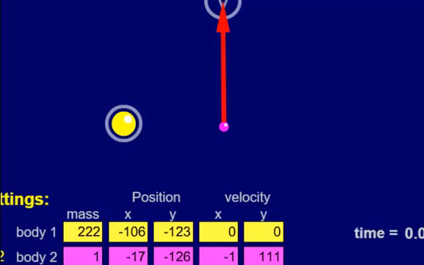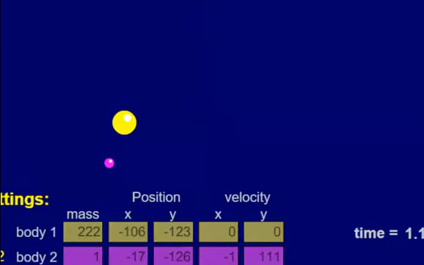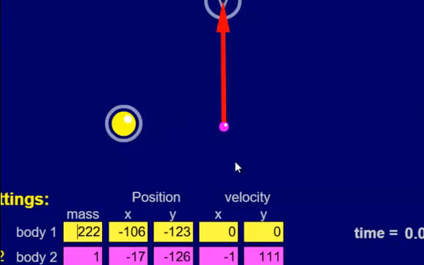This is an orbit. The pink planet orbits the yellow sun. I'm going to reset this. It takes two things to make an orbit. One of them is the inertia or velocity of the planet, and the other one is the mutual gravitation between the two.